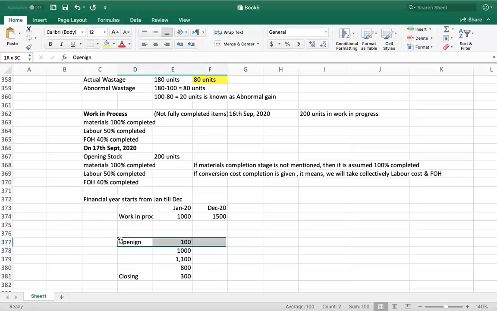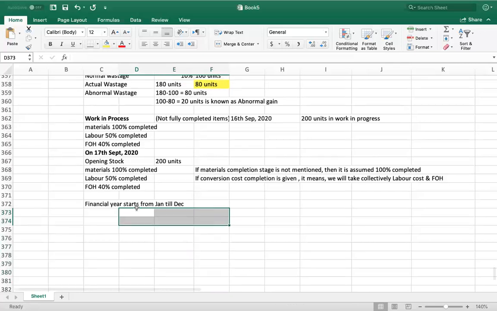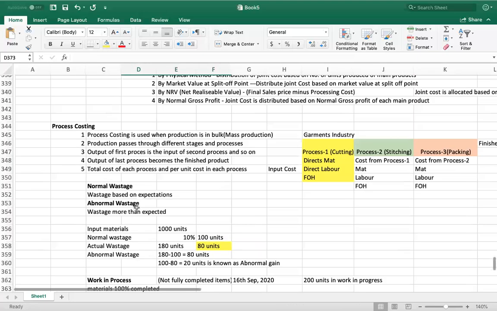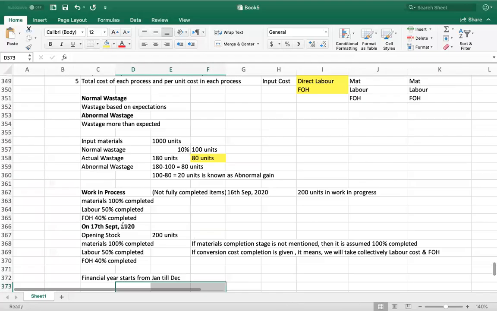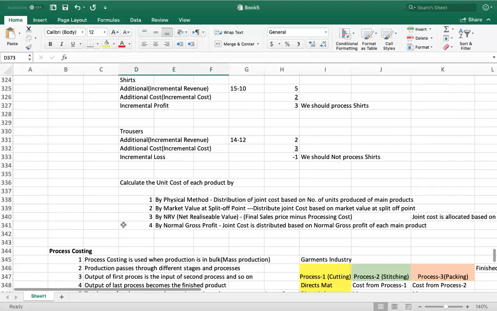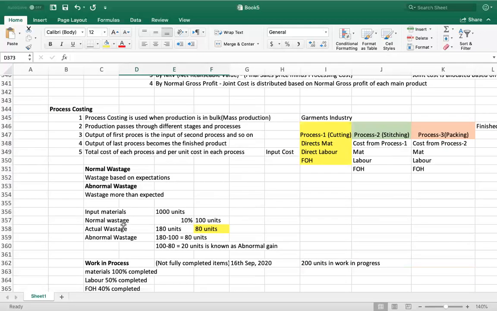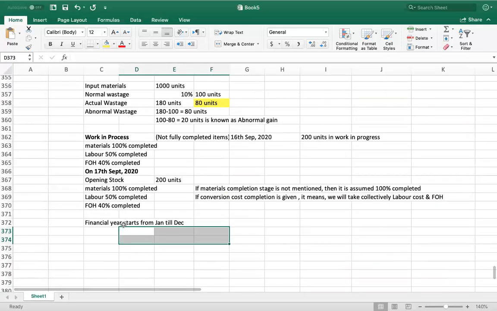Yes, clear. Okay, next is a little bit complicated calculation, so I'm stopping here because it will take too much time. Till now, just try to memorize these terminologies. Keep them in your mind, and inshallah in the next class we will finish this topic. Process costing is very complicated and you will find many questions from this topic in the examination.